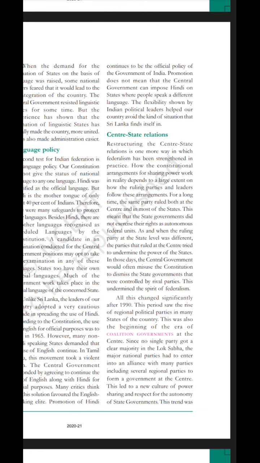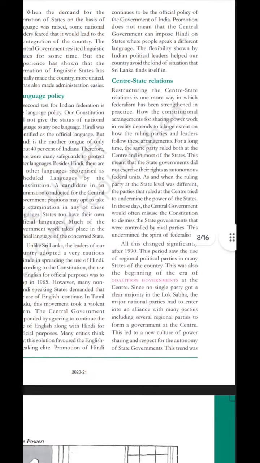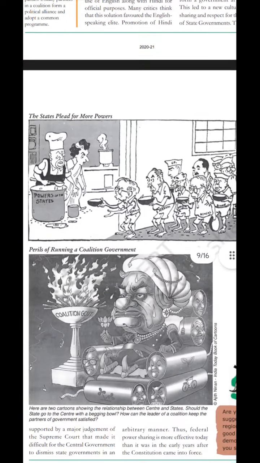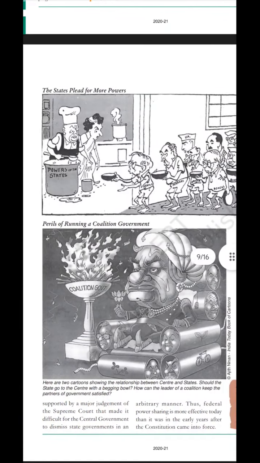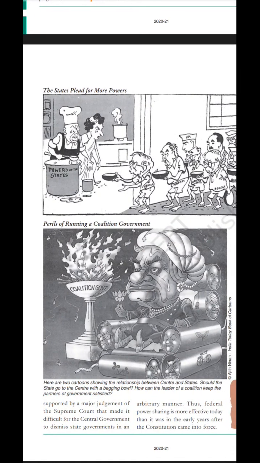This trend was supported by a major judgment of the Supreme Court that made it difficult for the central government to dismiss the state government in an arbitrary manner. Thus, federal power sharing is more effective today than it was in the early years after the constitution came into force.